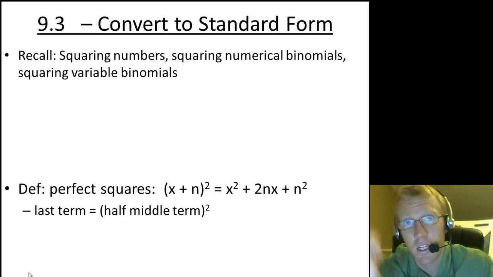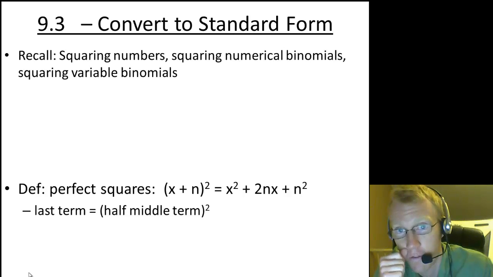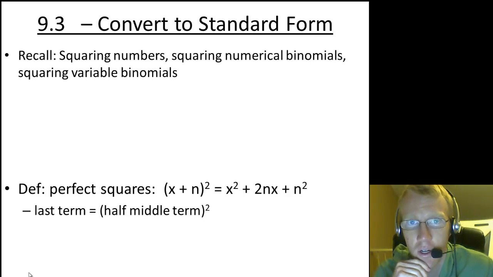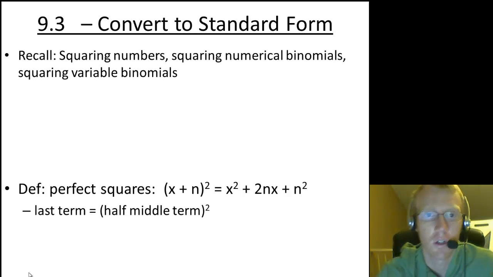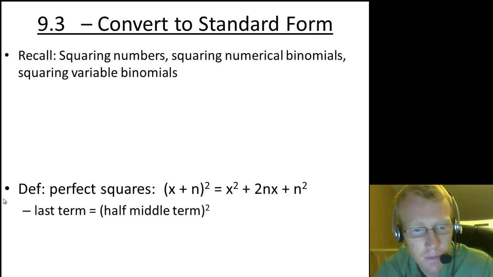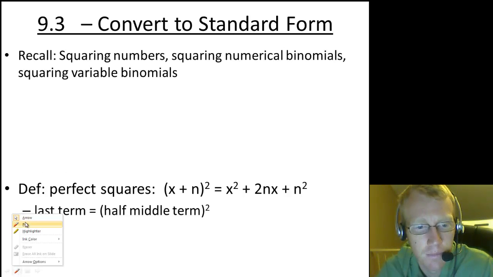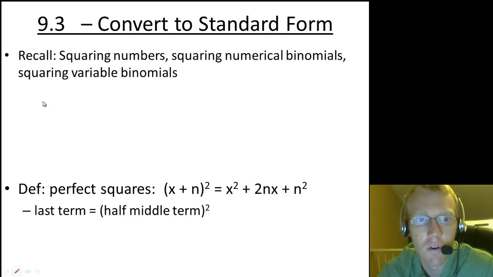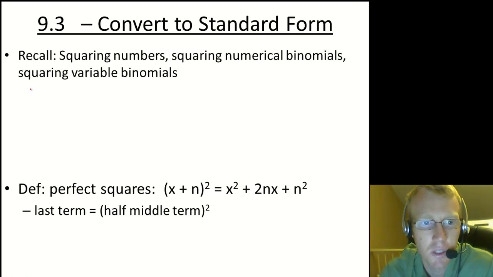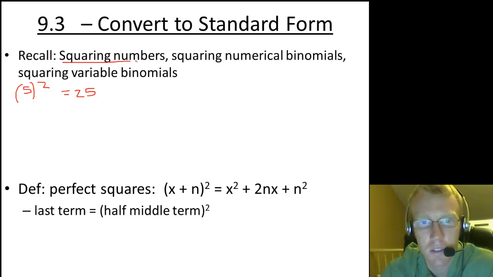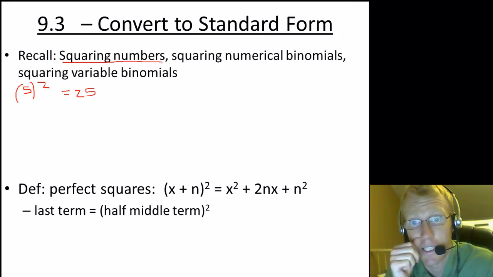So the idea is foiling or rectangle diagramming or distributing when you have binomials multiplied by each other. And the reason we're going to use it is for quadratic functions. So we've already learned how to square numbers, so it should be pretty simple. If you have something like 5 squared, we learned that that's just 25. Super easy, right? Okay, so squaring numbers is very basic. Just take the number, multiply it by itself.